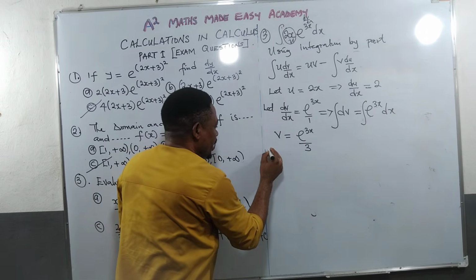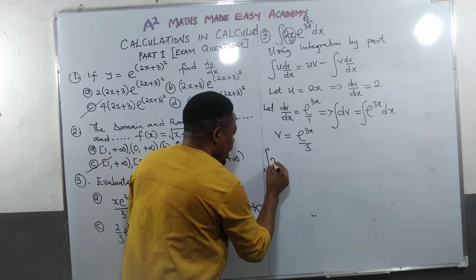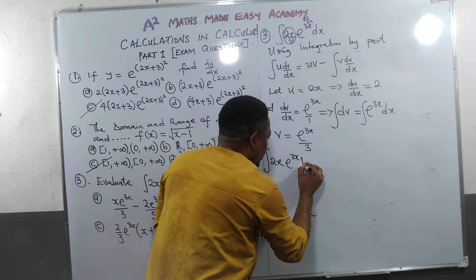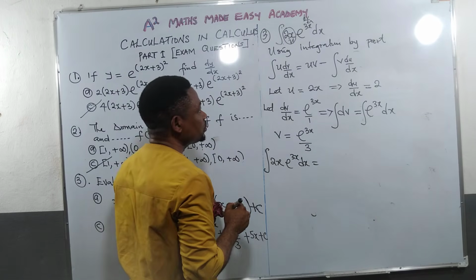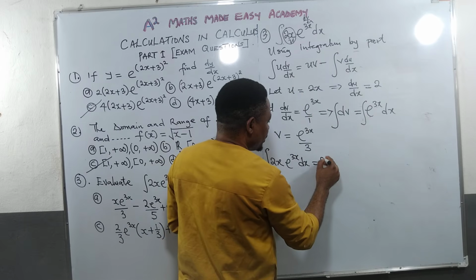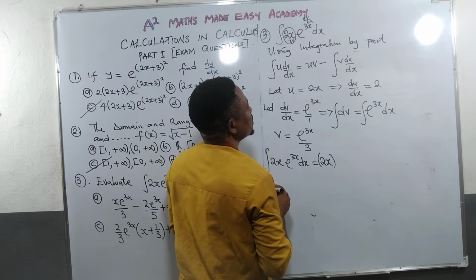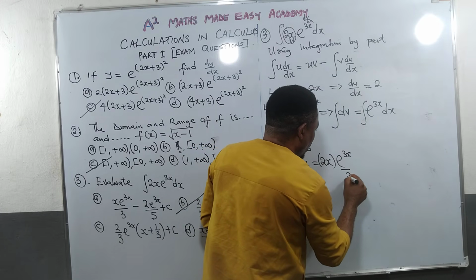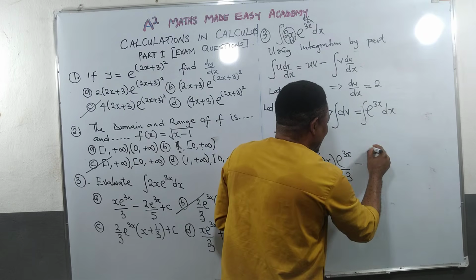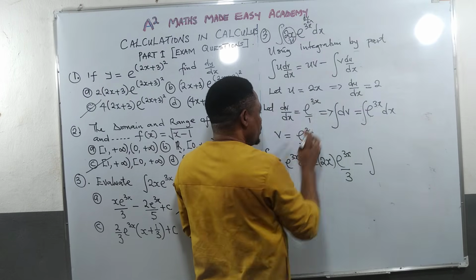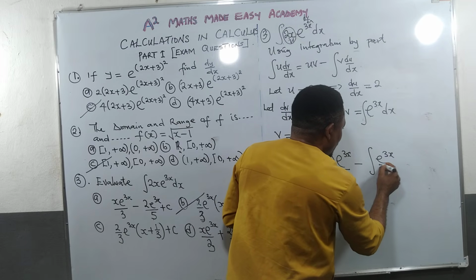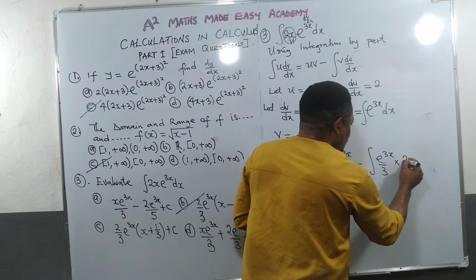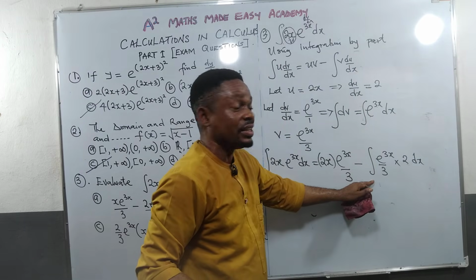So this is the question. Integral of u is already 2x, which is the question. Now dv/dx is exponential 3x dx, equal to u, which is 2x. Close the bracket. Then what is v? Look at v. V is exponential 3x all over 3. Then minus integral of v, which is exponential 3x all over 3, times du/dx. What is du/dx? Du/dx is 2. Now remember to put the dx because we still have an integral remaining.